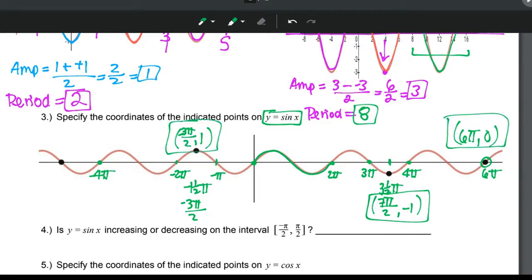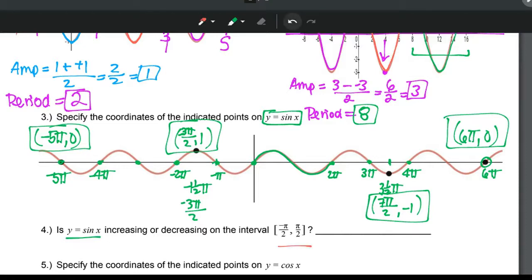And then our last point, we know that it intersects the x-axis at every pi. So this must be negative 5 pi. So the ordered pair here would be negative 5 pi comma 0. For number 4, we're going to refer back to the graph that we just drew in number 3.